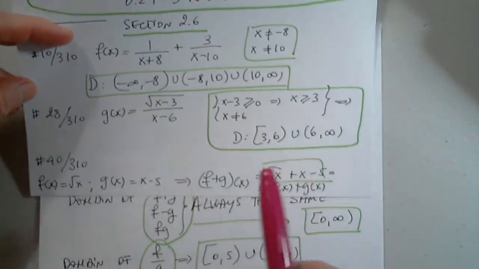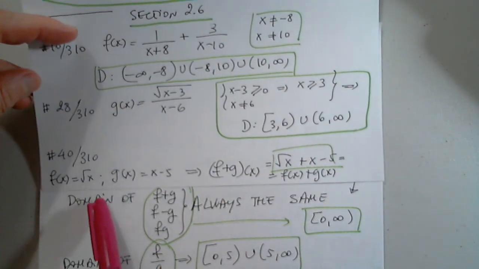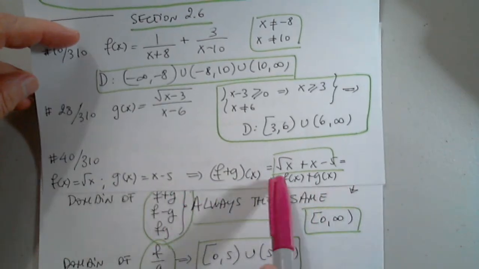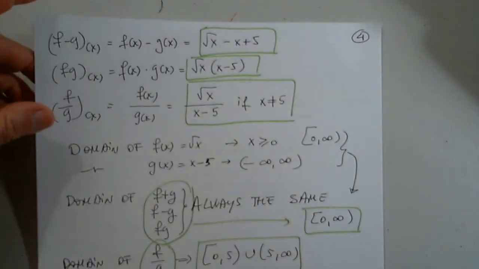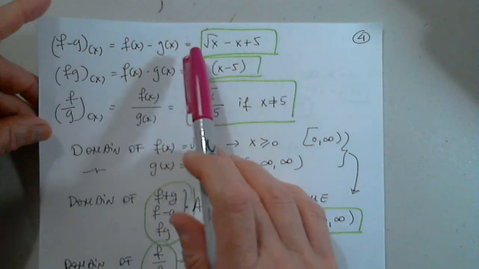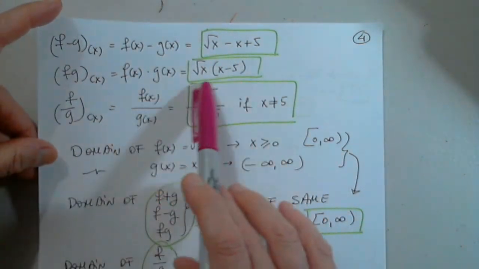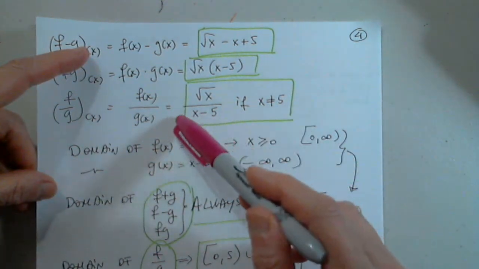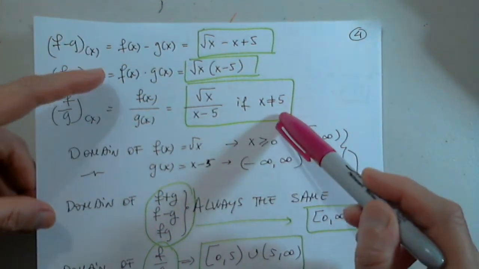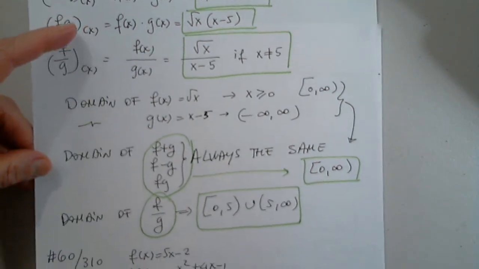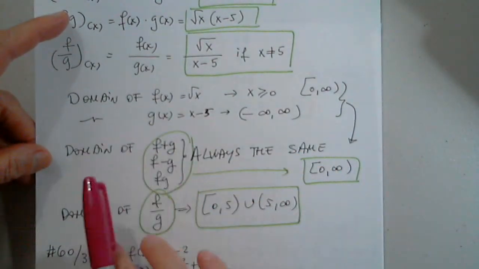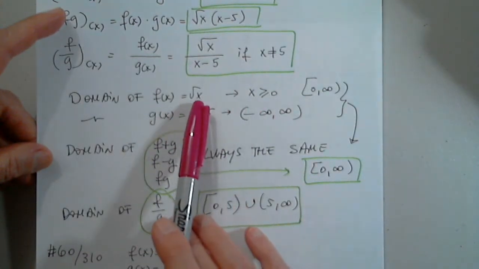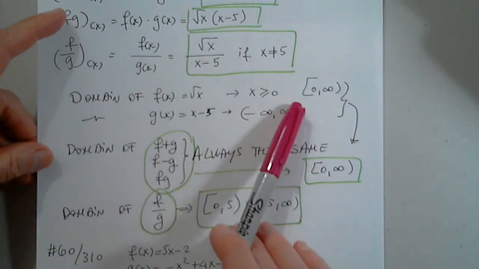Parentheses will exclude 6. Here we're asked to find f plus g, so that's f of x plus g of x, so I just add them, and then subtract them. Make sure you distribute -1. Here just the product, and here the ratio cannot have 0 in the denominator, so x cannot equal 5. Now, the domain for the sum, difference, and product is always the same. So this is the domain, as I mentioned before, x greater than or equal to 0.